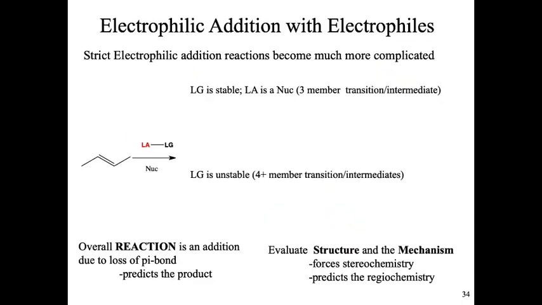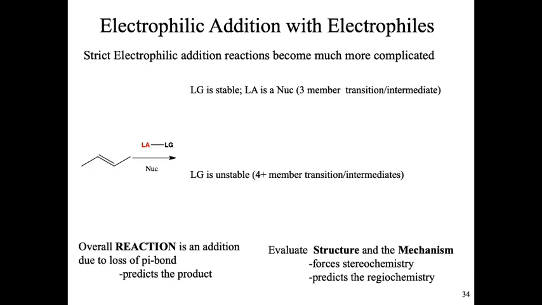Okay, so electrophilic addition with electrophiles. This gets a little bit weird. This is ultimately review. If you've already memorized all your reagents, you can shut down and not worry about it. If you have a hard time memorizing those reagents, what I did is when I looked at all the electrophilic addition reactions, I tried to classify them according to certain patterns that I saw. One of those patterns was that if the leaving group was stable, I ended up with some kind of three-membered transition state or intermediate. If the leaving group was unstable, I got a four-membered transition state or intermediate.